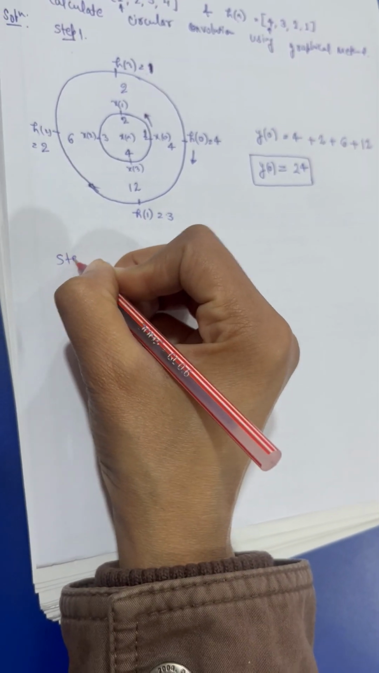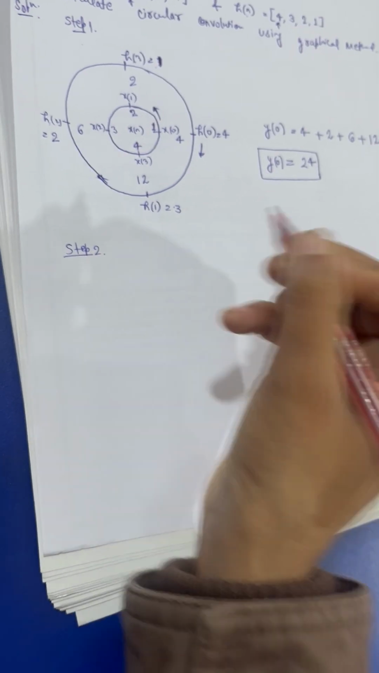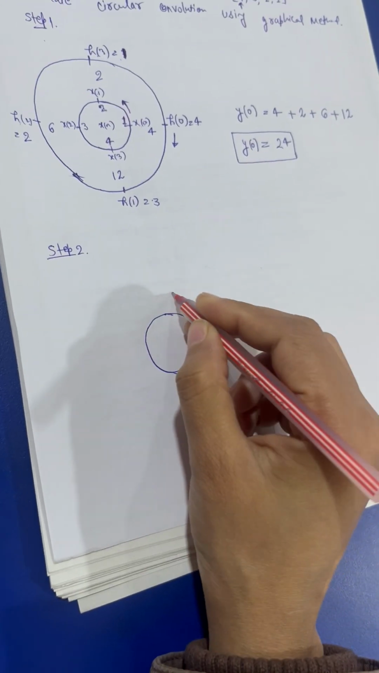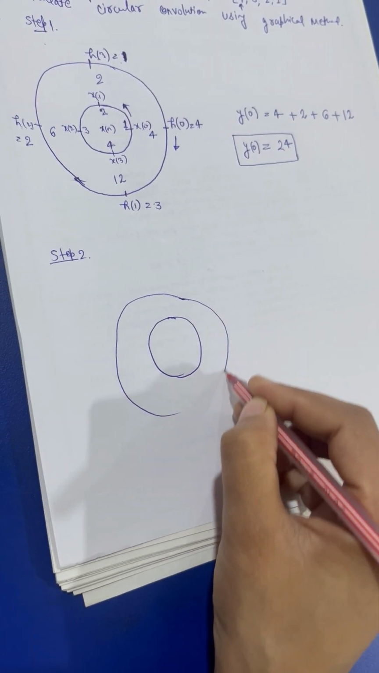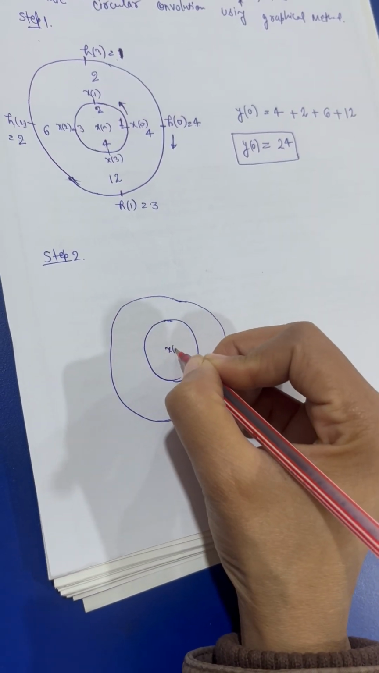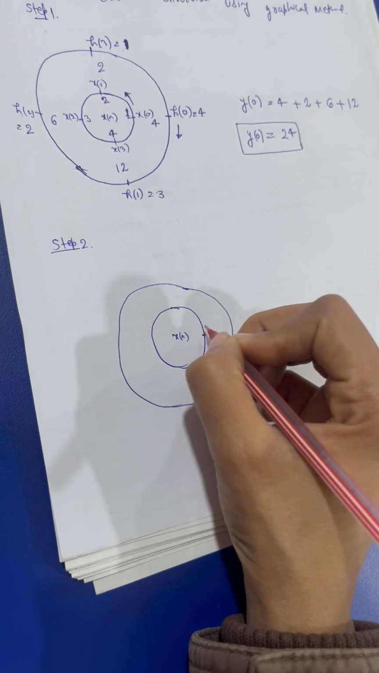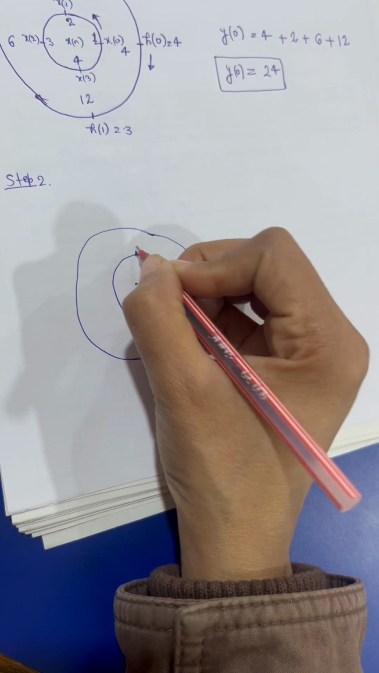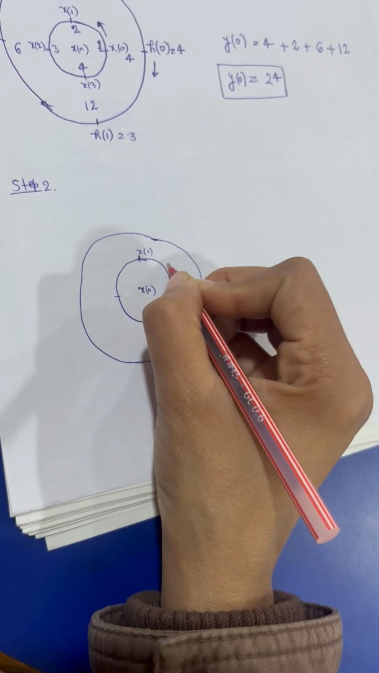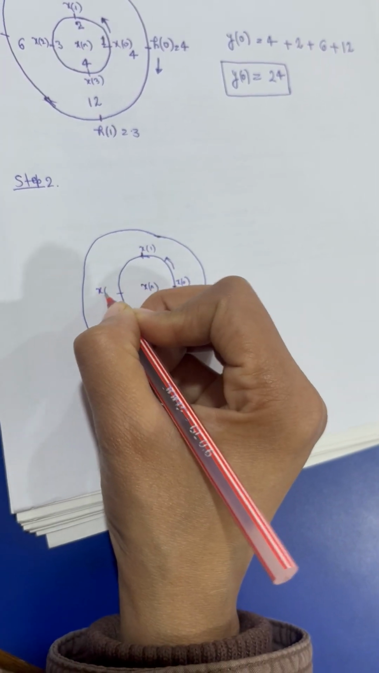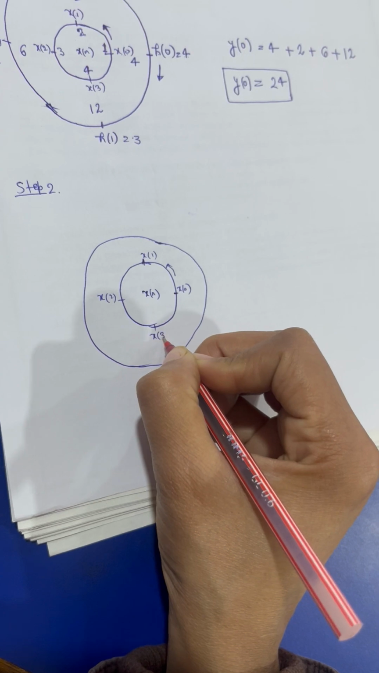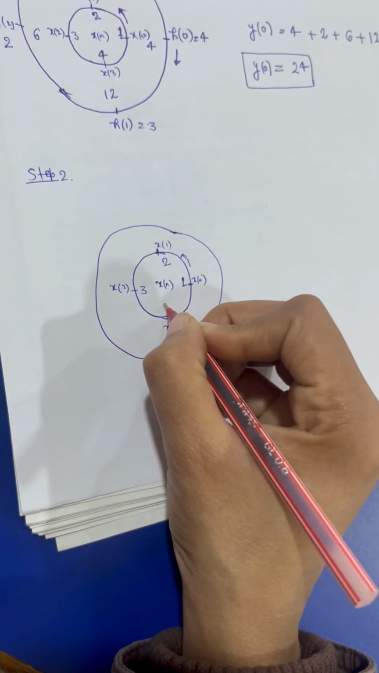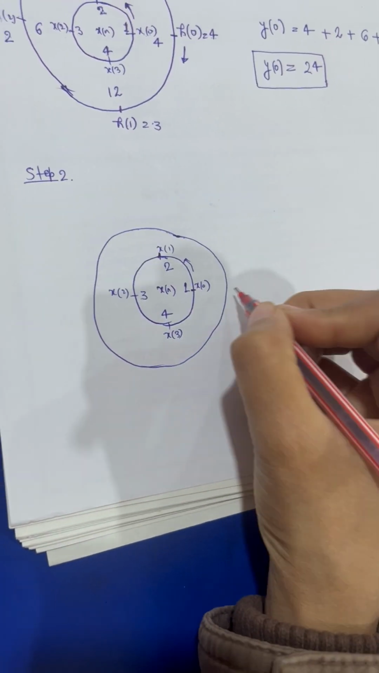In the second step, draw again these two circles. The inner circle contains the same values in anti-clockwise direction: x0, x1, x2 and x3. The values are 1, 2, 3, 4, as given in the question.